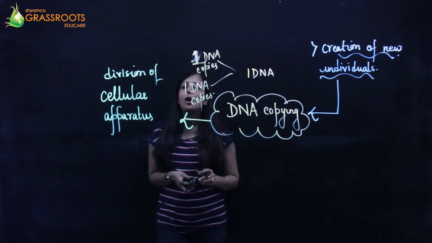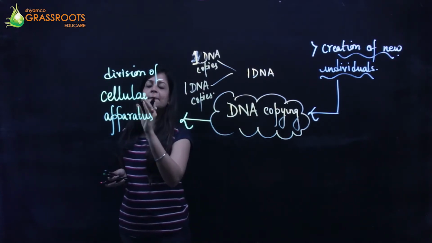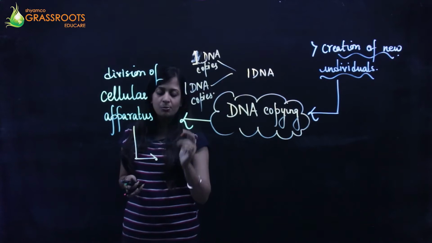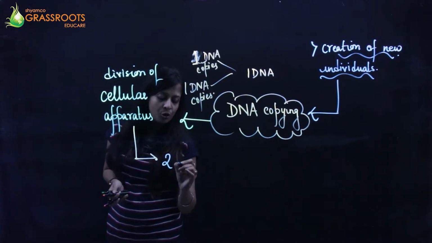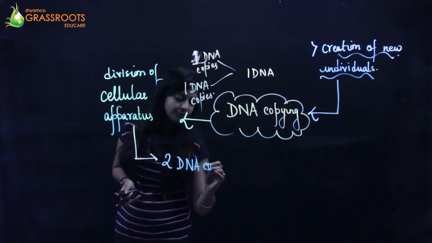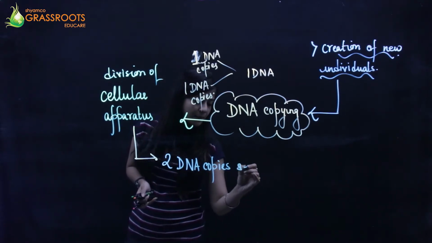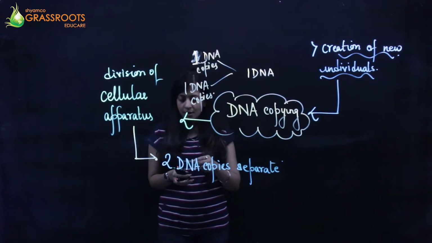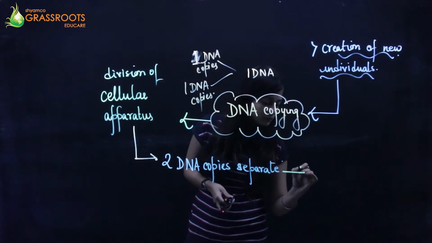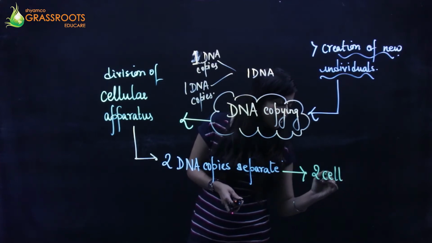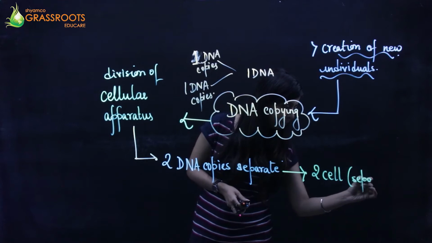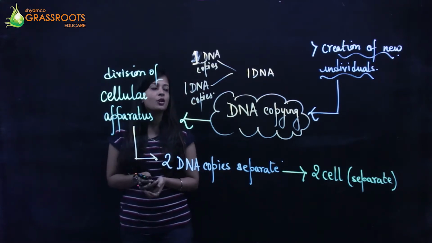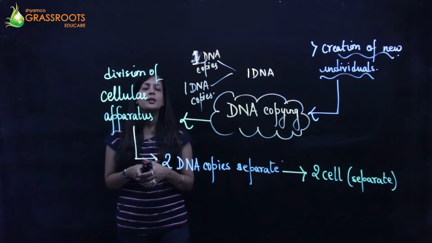After the DNA copies have been made, this is accompanied by the division of the cellular apparatus, and the two DNA copies separate. After the two DNA copies separate, finally we get two separate cells. So this is the basic mechanism involved in the process of reproduction.